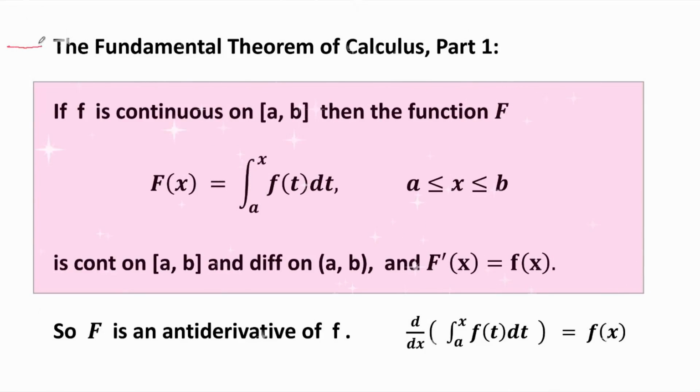The first part of the fundamental theorem of calculus says the following. If f is a continuous function on some interval [a,b], then the function big F, which is defined by varying the upper limit of this definite integral, is continuous and differentiable, and its derivative is the original function small f. So big F is an antiderivative of small f.